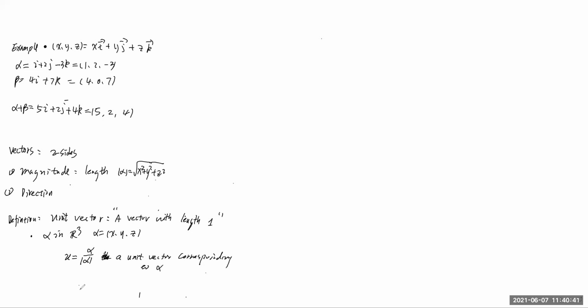It means that we have alpha, which may not be a unit vector. We can find a u, how? Just multiply alpha by 1 over its length, and then we get a u. It has the same direction as alpha, but the length is 1. Clear? This is very important. It's kind of a formula.